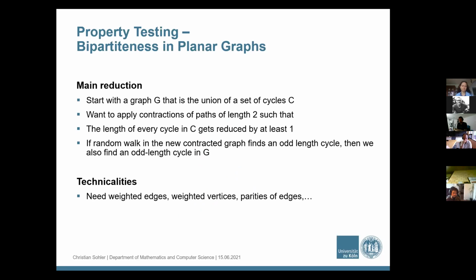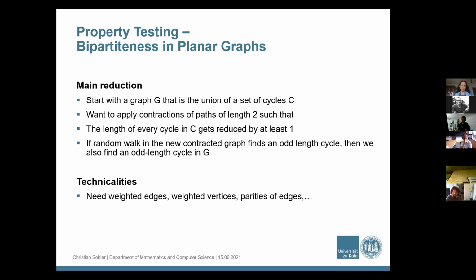And yeah, so we start with a graph that is a union of a set of cycles. We want to apply these contractions to paths of length 2 such that the length of every cycle in C gets reduced by at least 1. And such that if a random walk in the new contracted graph finds an odd length cycle, then it will also find an odd length cycle in G.